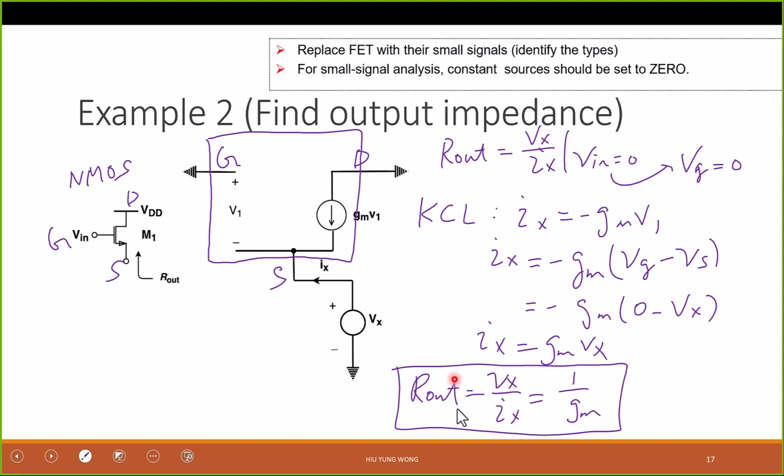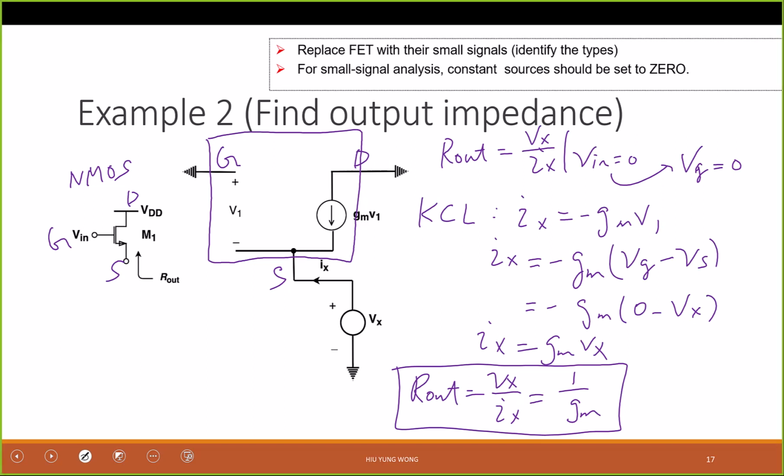Because this is ohm. gm is transconductance. It must be 1 over transconductance. You can come up with 1 over 2gm, 1 over gm plus something. Fine, then you don't know whether you did it wrong or not. But obviously, if I say R out equals gm, I know I'm wrong. This is something you need to check in your derivation.